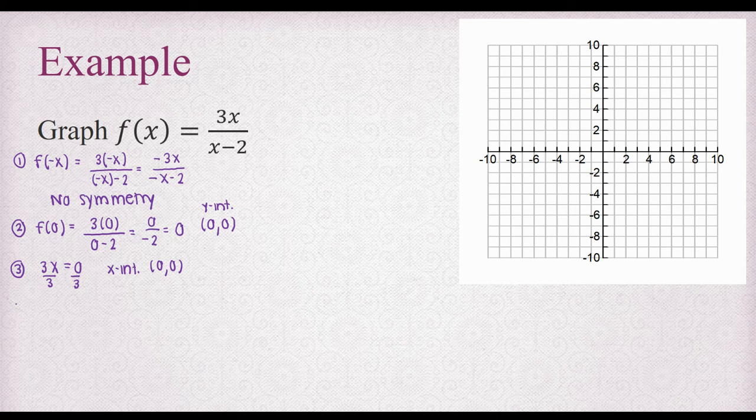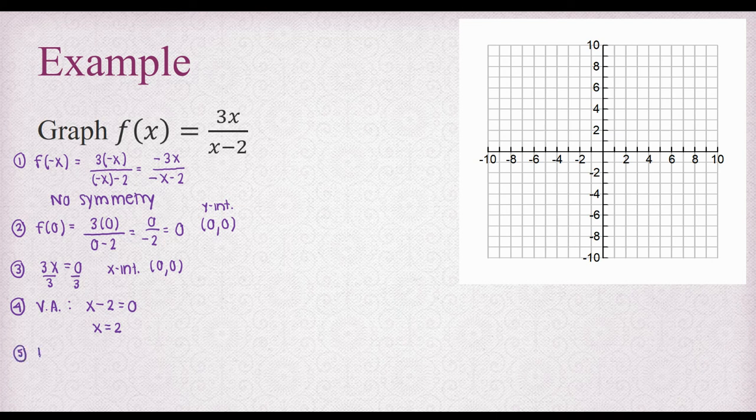Then I'm going to find step number 4, which is vertical asymptotes. So remember, that is us taking the denominator, setting it equal to 0, and solving. So x minus 2 equals 0 means that I'm adding 2 to both sides. So x equals 2 is a vertical asymptote.